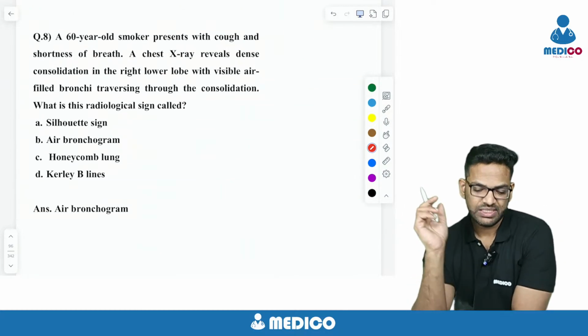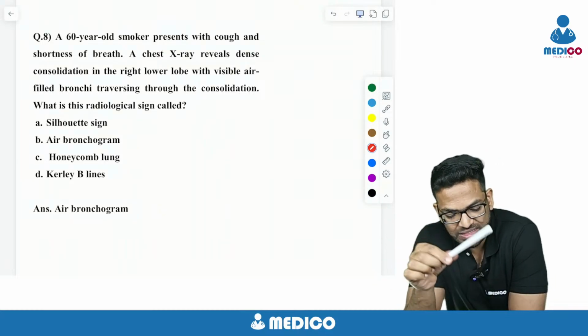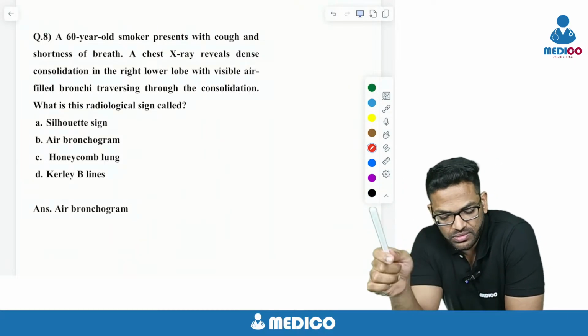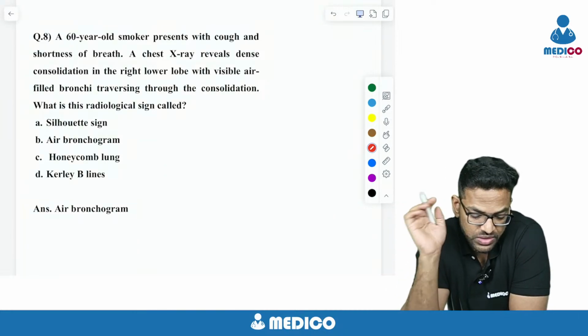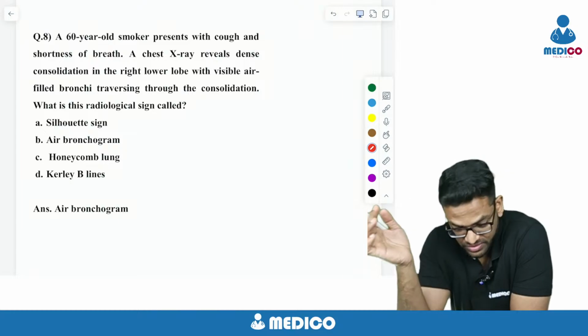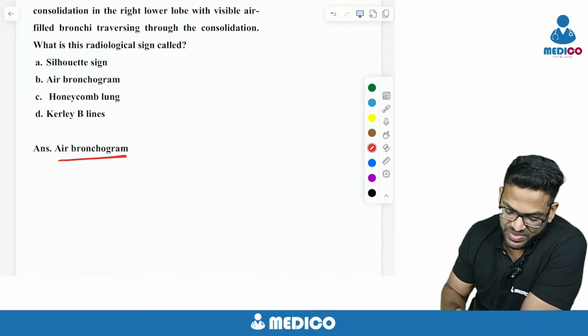question number 8. A 60-year-old smoker presents with cough and shortness of breath. A chest X-ray reveals dense consolidation in the right lower lobe with visible air-filled bronchi traversing through the consolidation. What is this radiological sign called? Very simple. Air bronchogram. I'll just show you why.